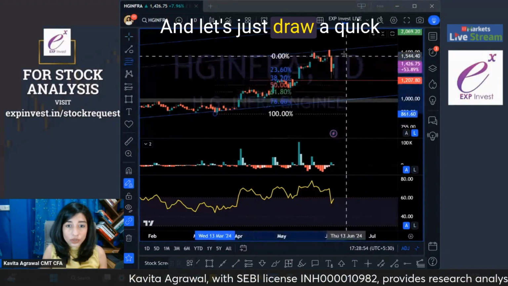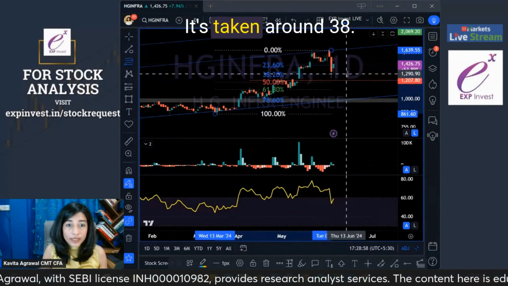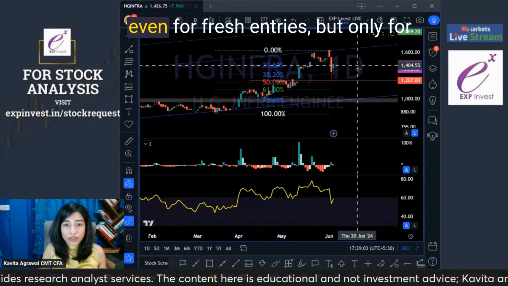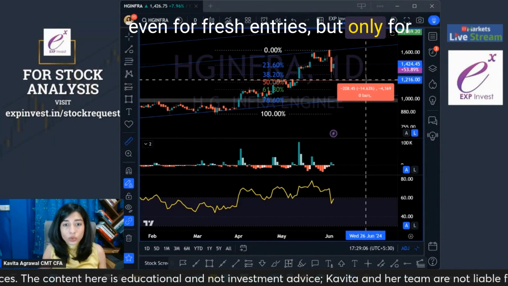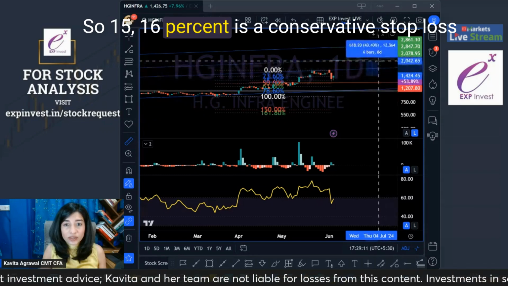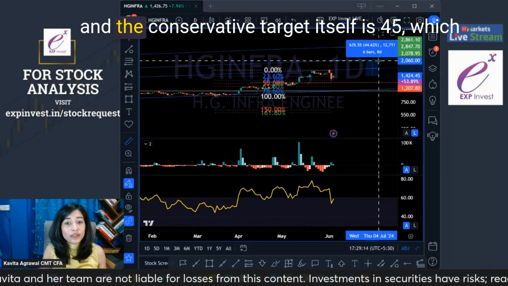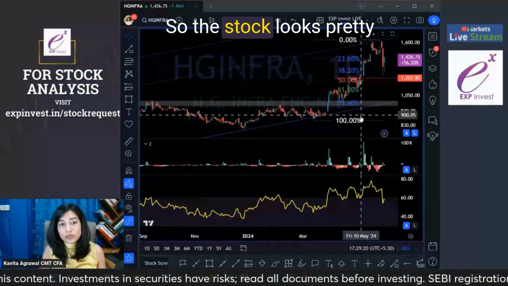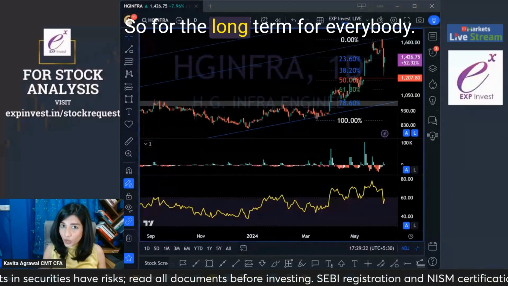And let's just draw a quick Fibonacci retracement. It's taken around a 38.2% retracement of the rally, declined and gone up. It actually looks pretty attractive even for fresh entries, but only for the long term, because like you can see, the stop loss is pretty big here. So 15-16% is a conservative stop loss, and the conservative target itself is 45%, which makes the risk-reward ratio quite attractive. So this stock looks pretty good for the long term for everybody.